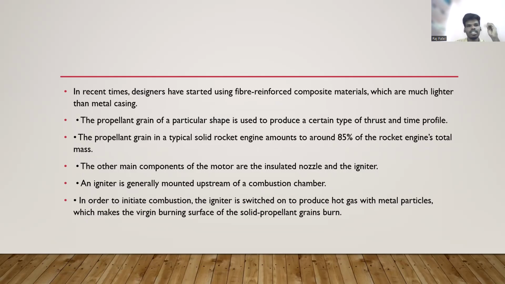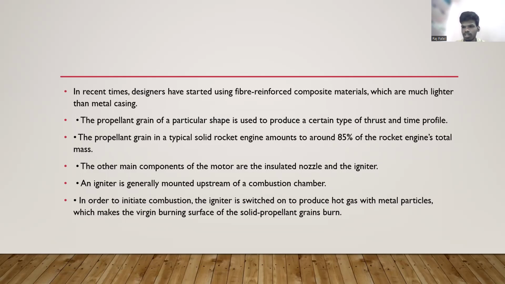In recent times, designers have started using fiber reinforced composite materials which are lighter than the metal casing, and a propellant grain of a particular shape is used to produce a certain type of thrust in a time profile. The propellant grain typically makes up about 85% of the rocket engine's total mass. Here, the propellant grains play a major and vital role in solid rocket motors, consisting of nearly 80% of the mass, whereas the other components make up about 15% of solid rocket motors.